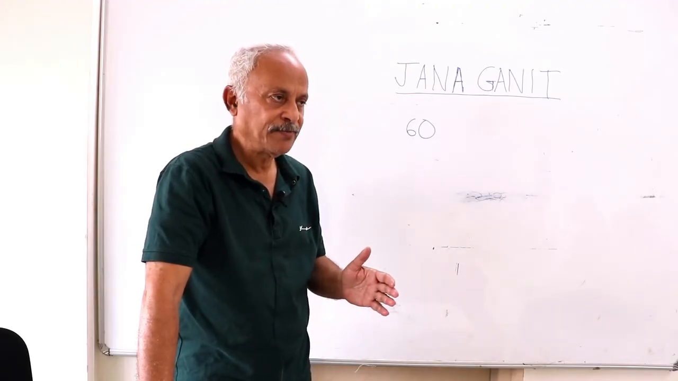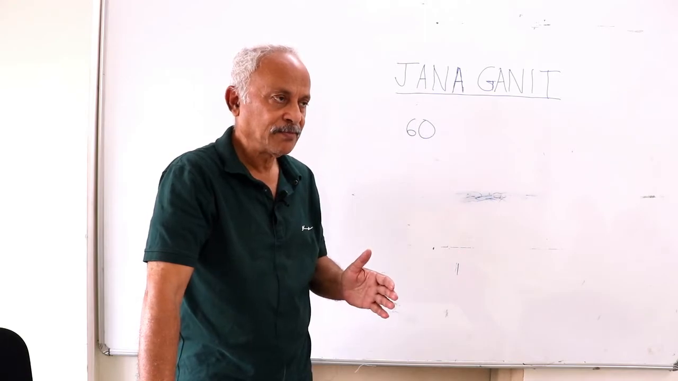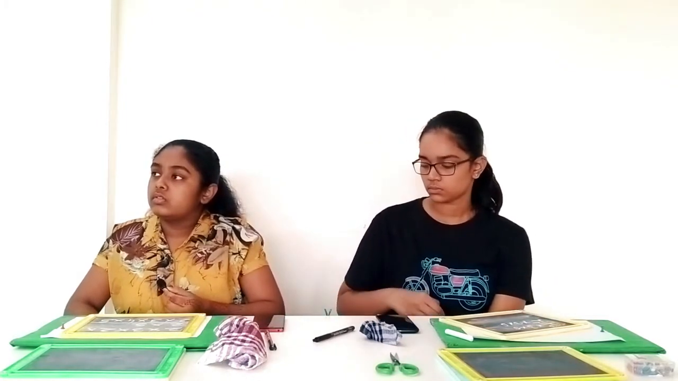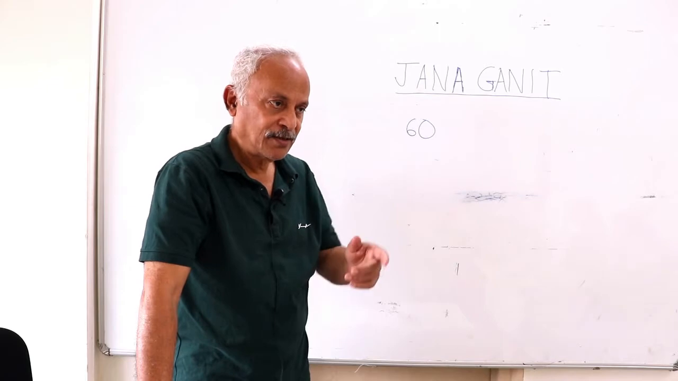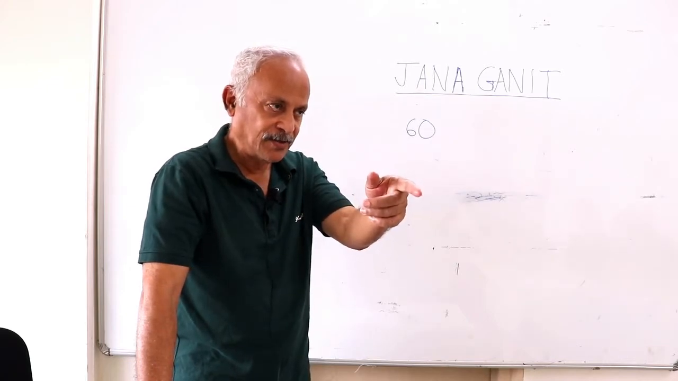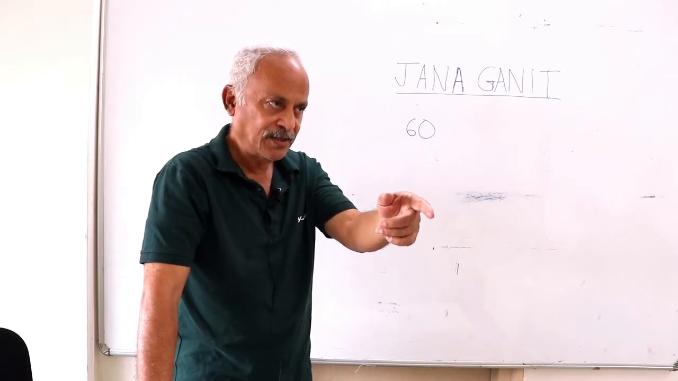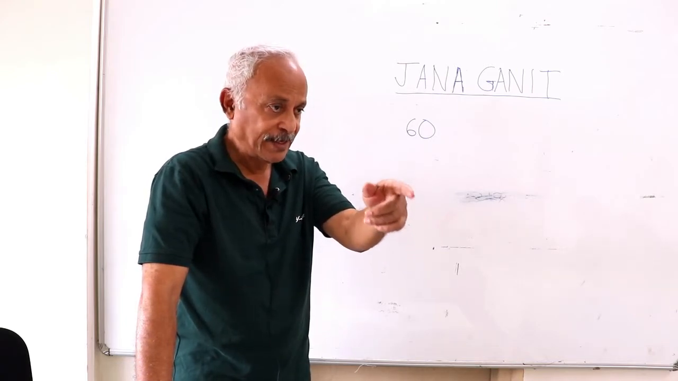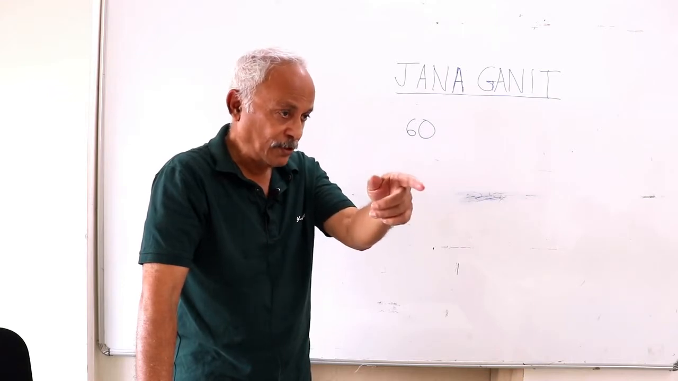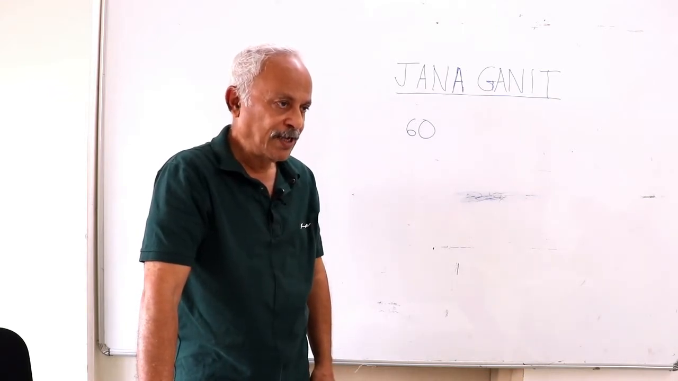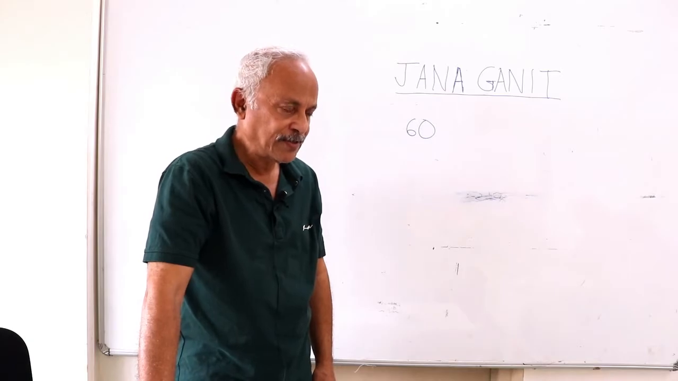I multiply by? 1. If I multiply 60 by 1, I get 60. To go to 120, I have to multiply 60 by 2. Right? So now look at the factorization of 120. That is 2 into 3 into 4 into 5. That is the factorization of 120. By looking at that, can you tell me the factorization of 60?